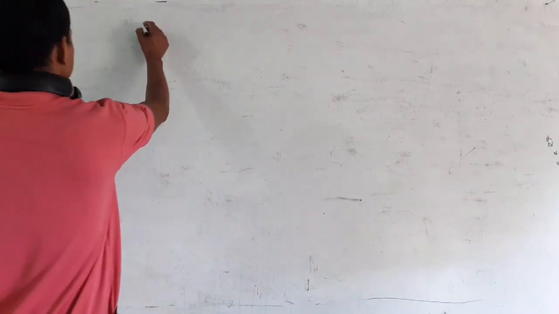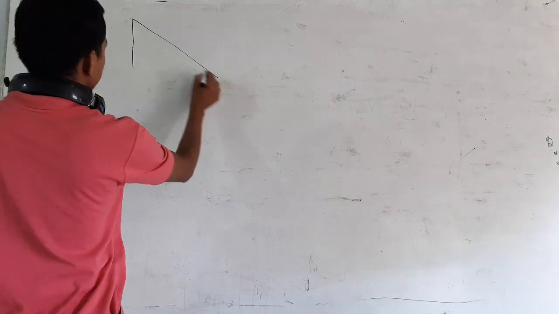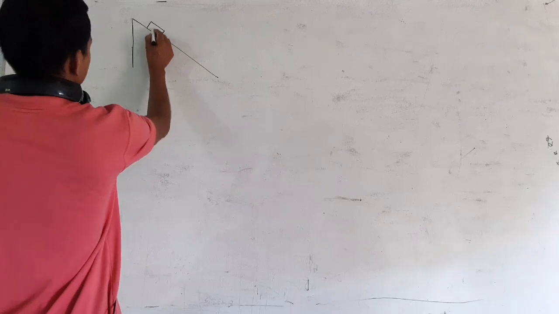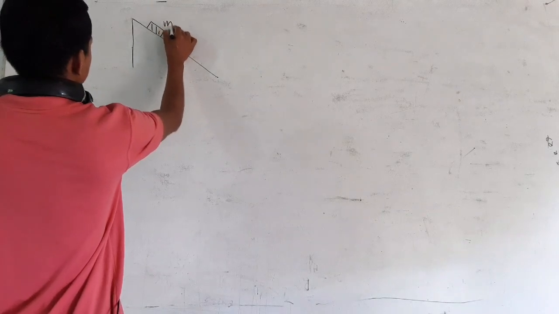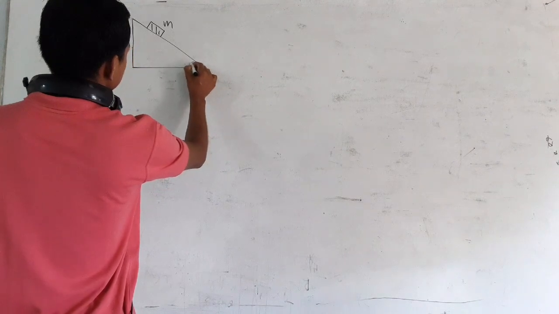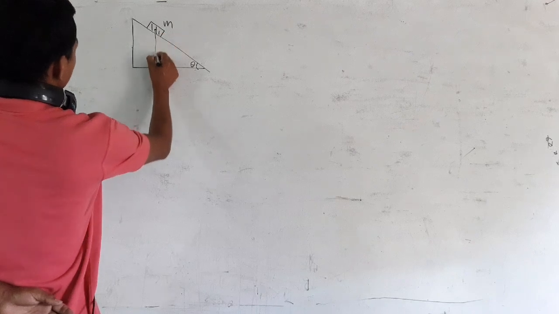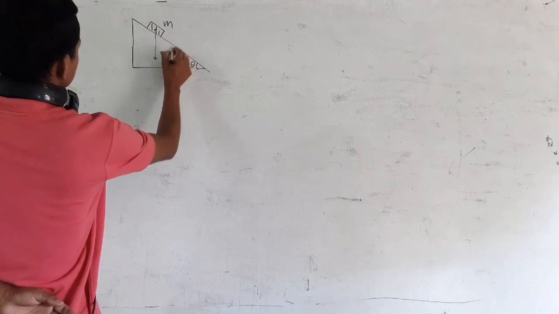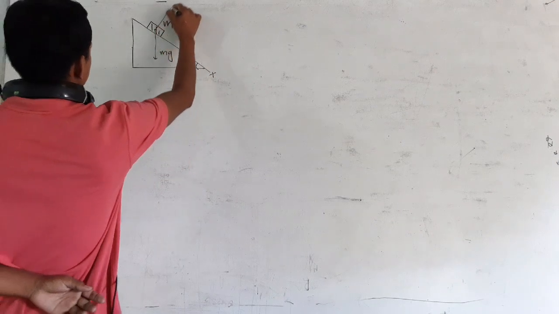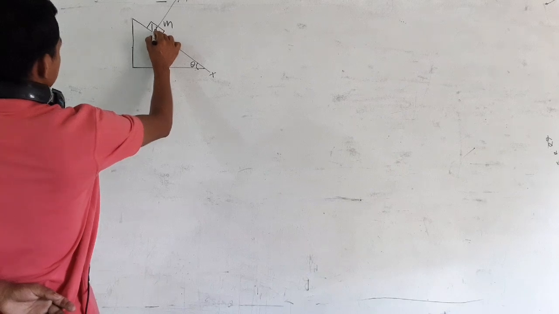Let's assume that this is the inclined plane, and a body of mass m is placed over it. The angle of inclination is theta. So the weight of the mass is acting downwards, mg, and let us assume that this is the x direction and the normal direction is the y direction. To find the y direction, I'm extending this line.